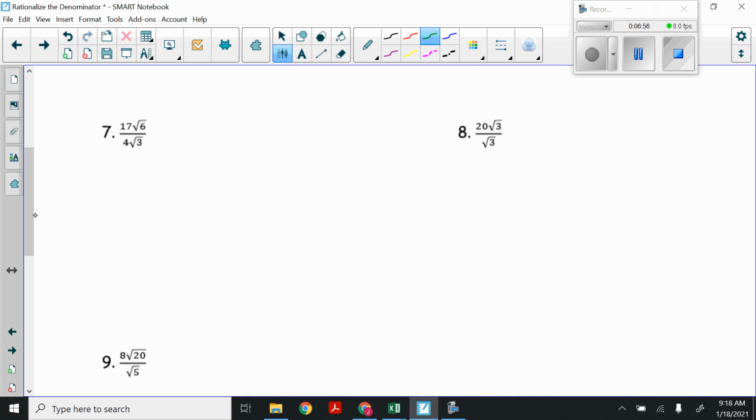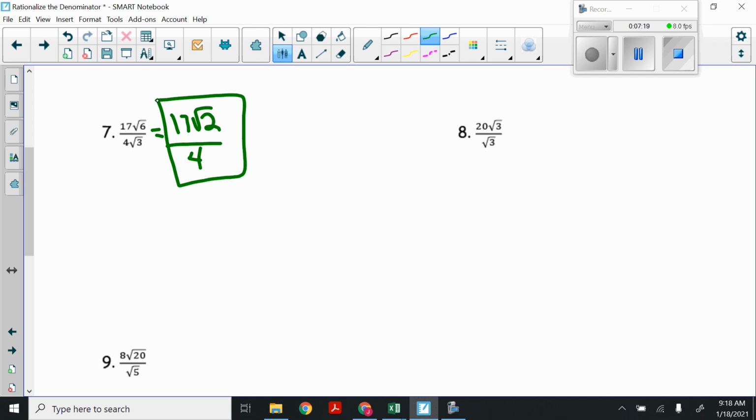Number 7, I have 17 square roots of 6 over 4 square roots of 3. Again, the 6 and the 3 are both underneath the radical. I can divide 6 and 3 and get a nice whole number. So that becomes 17. 6 divided by 3 is 2, so I have the square root of 2 on top. The 2 goes on the top because that's where the bigger number 6 was, all over 4. 17 and 4 don't have anything in common to simplify.